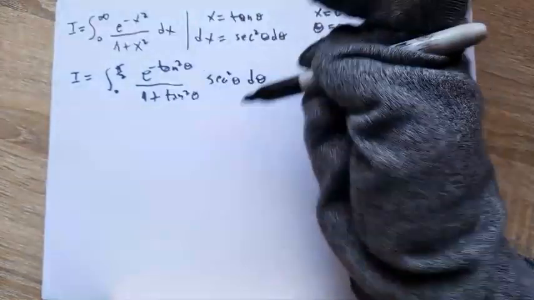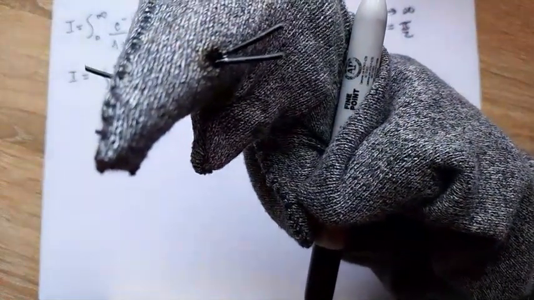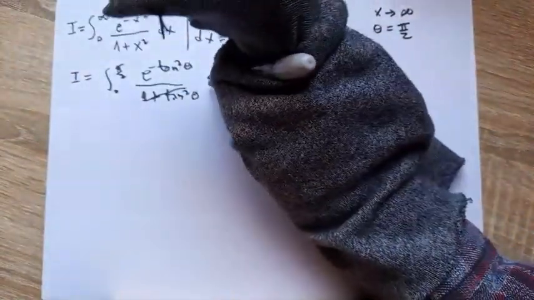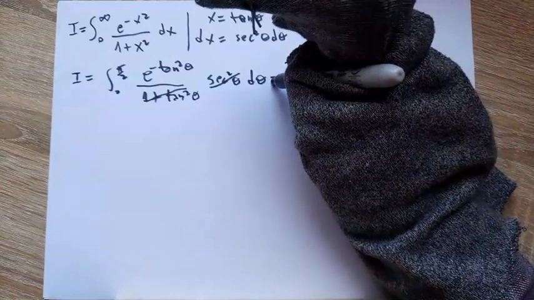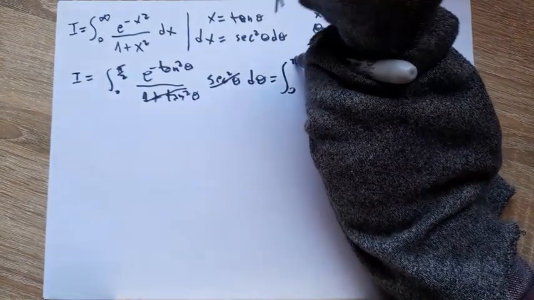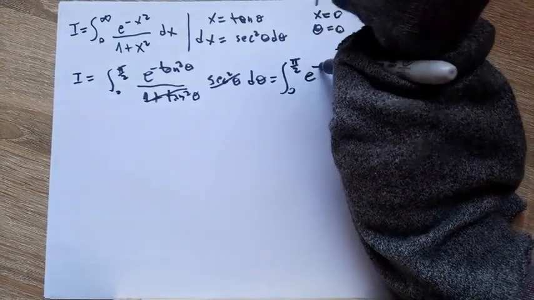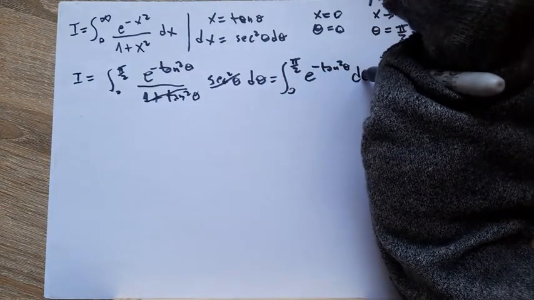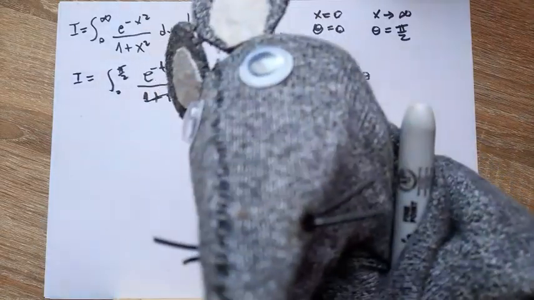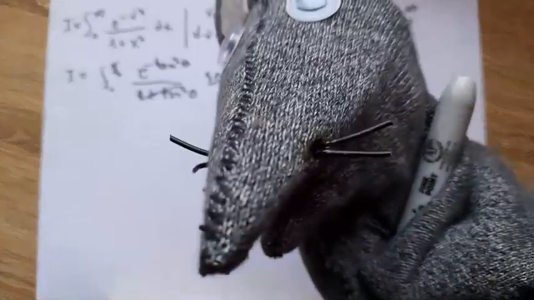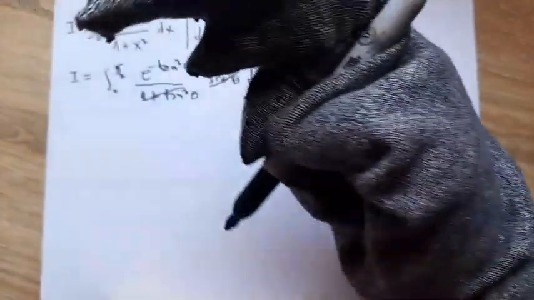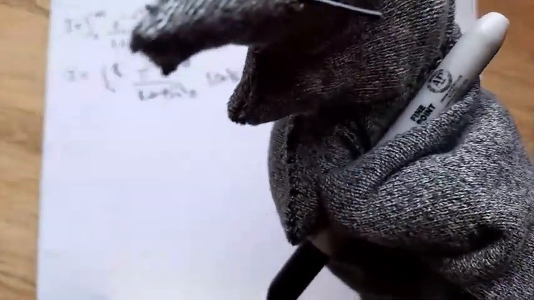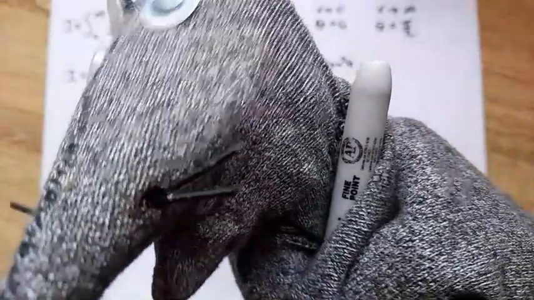Yeah? Now 1 plus tangent squared of theta is the same as secant squared of theta. So we simplify and we get the integral from 0 to pi over 2 of e to the minus tangent squared of theta d theta. So this looks simple, but it's almost as difficult as the original integral. So now we will arrange things a little bit.